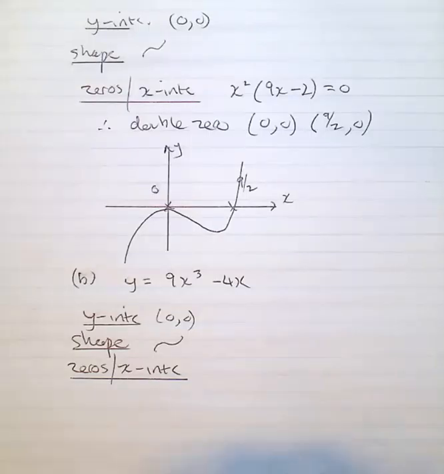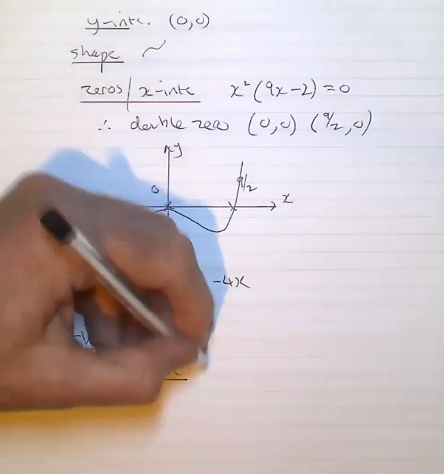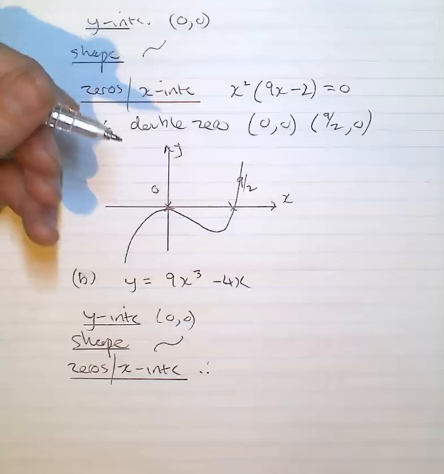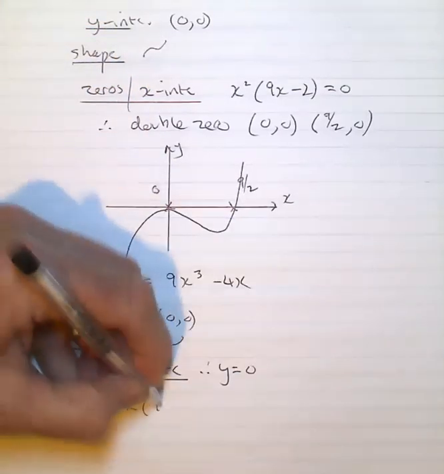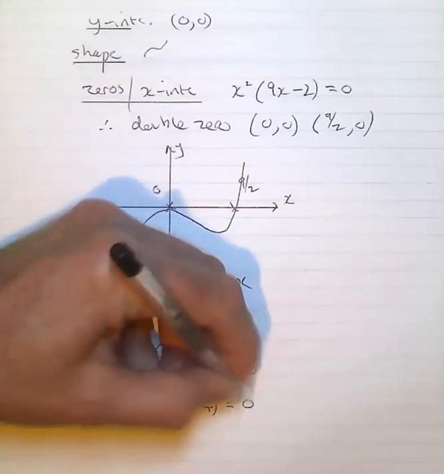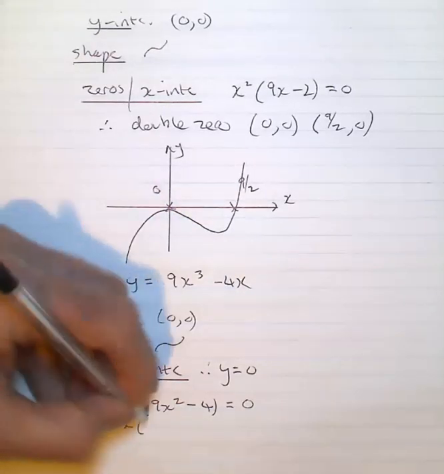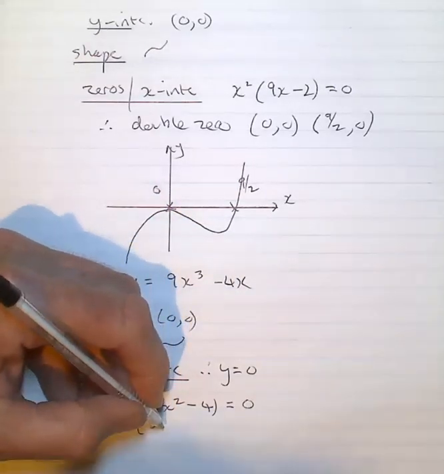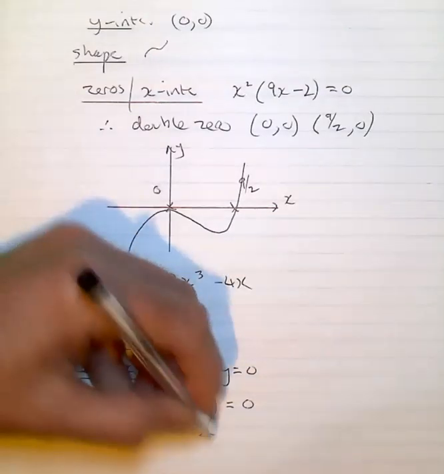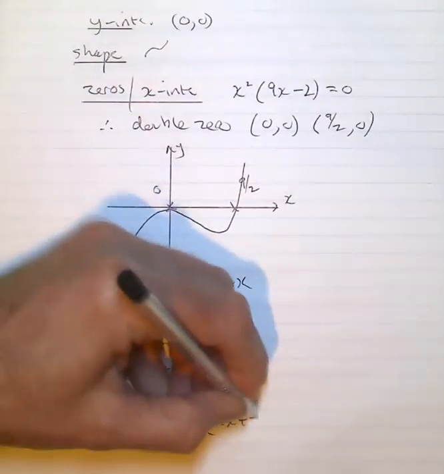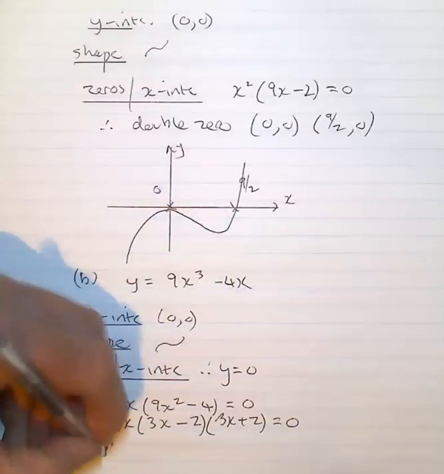In the next question, I've quickly listed the y-intercept and the shape. In order to find the zeros of the x-intercept, I've got to take out a common factor. So therefore, that happens when that's equal to 0. And therefore, x into 9x squared minus 4 is equal to 0. Now, very quickly, I can find the fact that this is a difference of 2 squares to help me there.